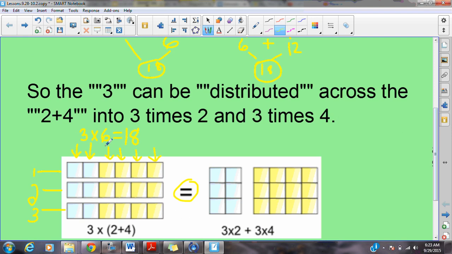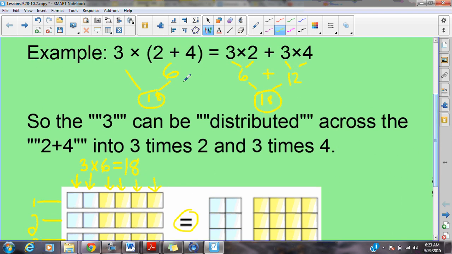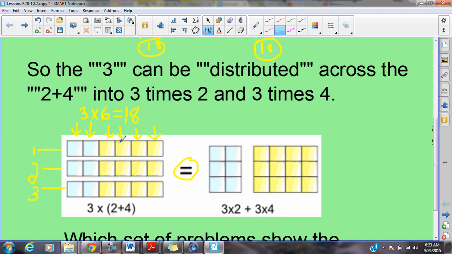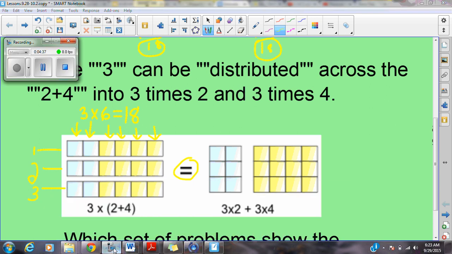Just like when we look at this equation, the first thing we did was we added 2 plus 4, and we got 6. Well, what is 6 the number of? It's the number of columns. And then we were able to multiply 3 times 6 to get 18. So the distributive property is just saying either way you do this, you will get the same answer. Means the same thing. And that's the distributive property.